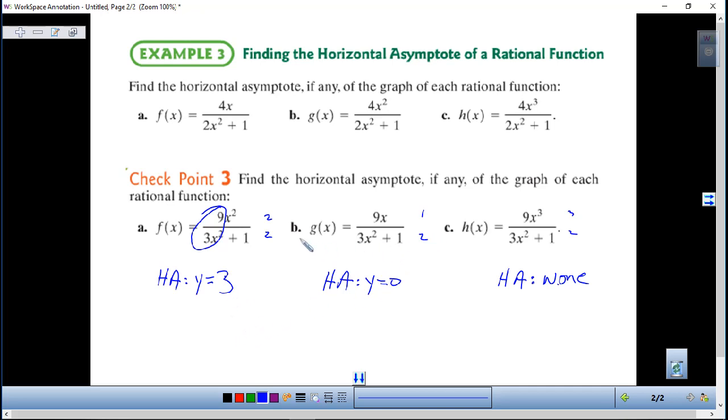Over here with part B, with g of x, we've got a degree 1 over a degree 2. If the top is less than the bottom, the horizontal asymptote is y equals 0. And then on the last one here, we've got 9x to the third over 3x squared plus 1. Degree on top 3, degree on bottom 2. If the top degree is greater than the degree on the bottom, then we have no horizontal asymptote.